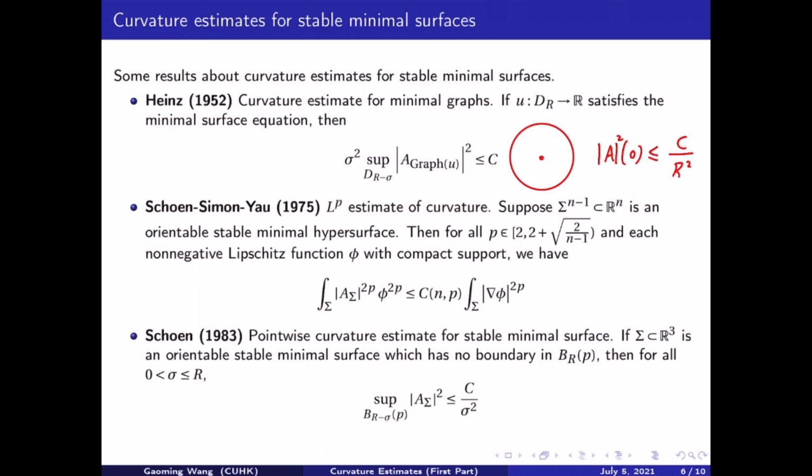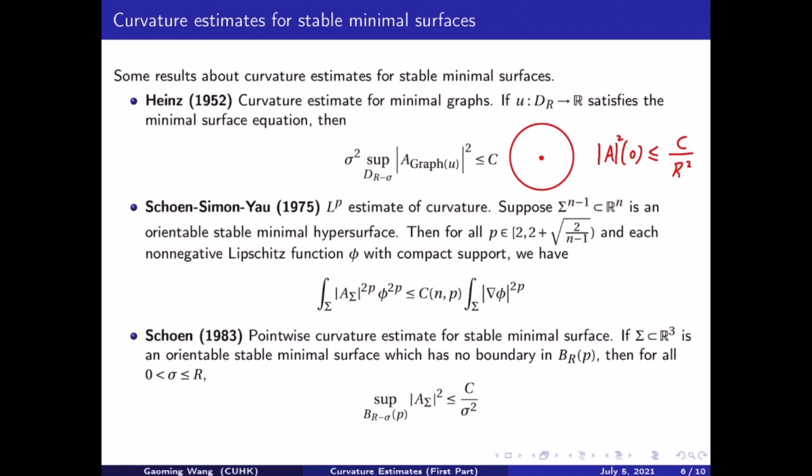Moreover, Simon and Yau gave the L^p estimate of curvature. It works for higher dimensional minimal hypersurfaces. Let Σ be a minimal hypersurface in R^n which is two-sided stable. Then for suitable p and C^1 φ, we have the following inequalities. Basically, we can control the L^{2p} norm of the second fundamental form by the gradient of a test function. This estimate looks like the generalized stability inequality.